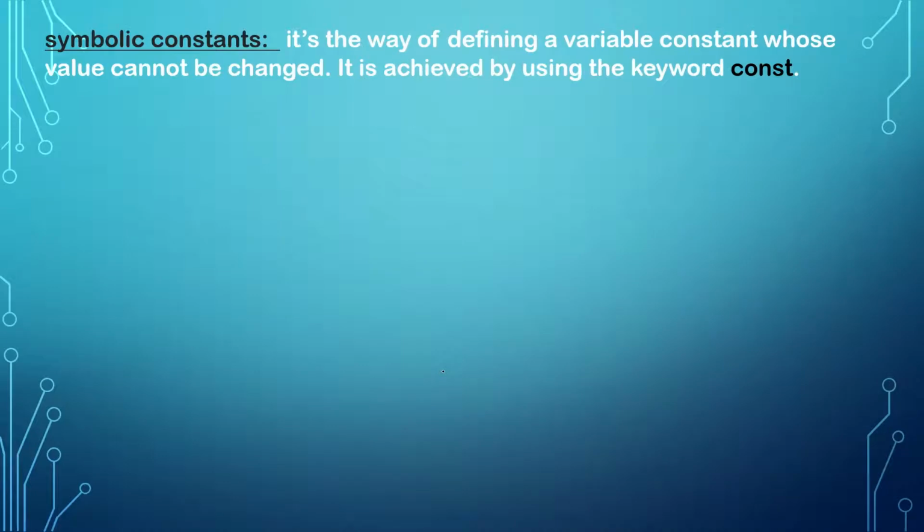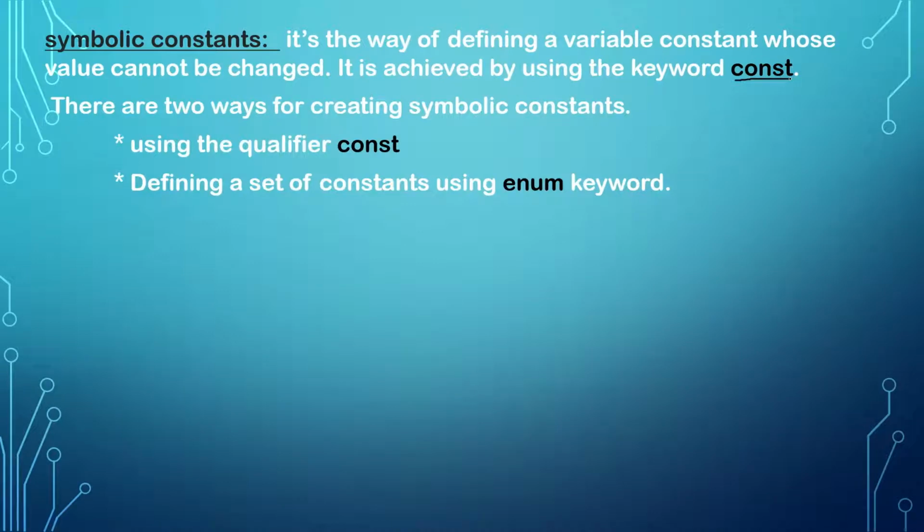Now let us see what a symbolic constant is. In some conditions, the value of a variable should be fixed. Consider an example: the pi value in mathematics should be 3.14. The sine value and cos value should not be altered during the execution of a program. This can be implemented by using the keyword const. This keyword is used to make a variable refer to a fixed value. This can be declared by two methods: one is by using the keyword const and another by using an enum.